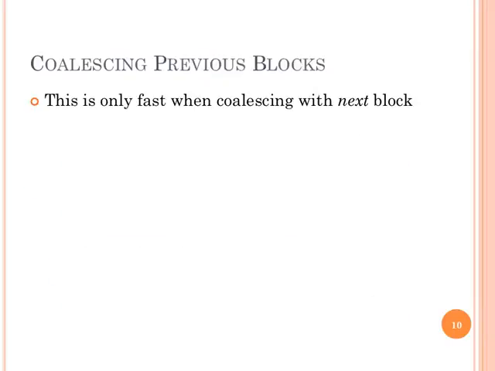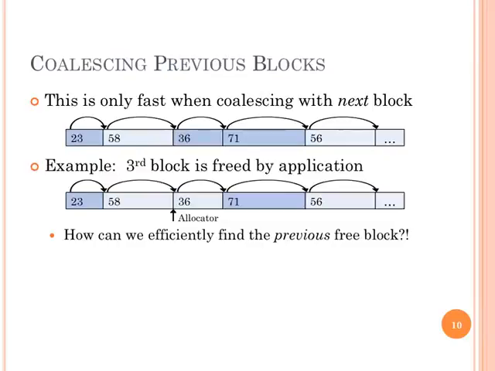Okay, so like I say here, this is only fast when coalescing with the next block. If we have a situation where the block with the size 36 is released, now we have a slight problem in that it's difficult to identify the block that's actually adjacent. Because we know it's easy to check the next one. We can just look at the next one and say, oh, that one is not free, so I can't coalesce it, or else the program will be sad, because suddenly I'll be handing out that block for other things. So the question is, how can we efficiently find the previous free block?